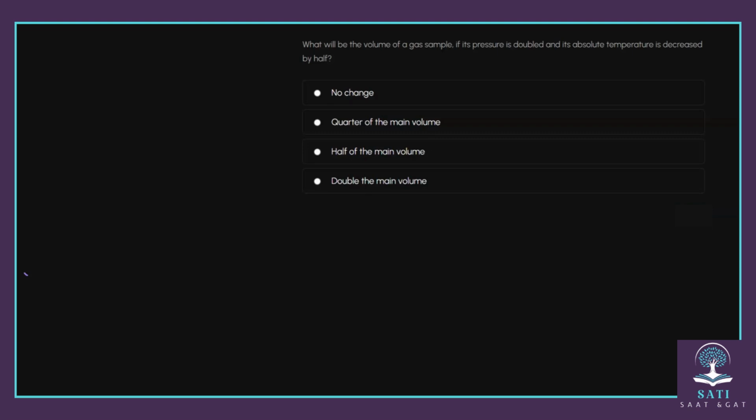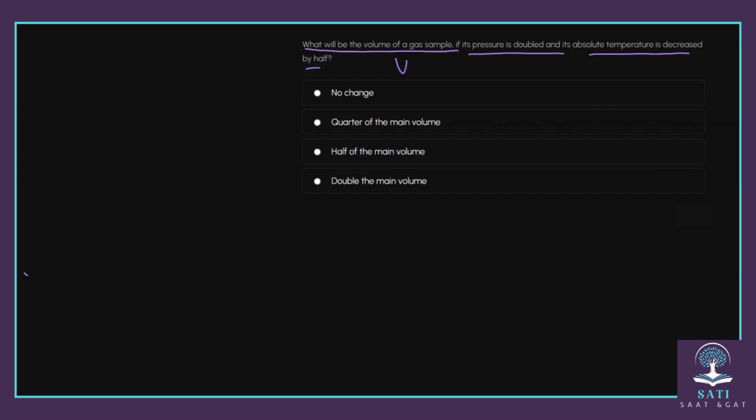What will be the volume of a gas sample if its pressure is doubled and its absolute temperature is decreased by half? Good. So the question is, what will be the volume of the gas? So that means they are talking about the volume, if its pressure is doubled and its temperature is decreased by half. So that means we are studying three relationships. We are studying volume here and pressure and temperature.